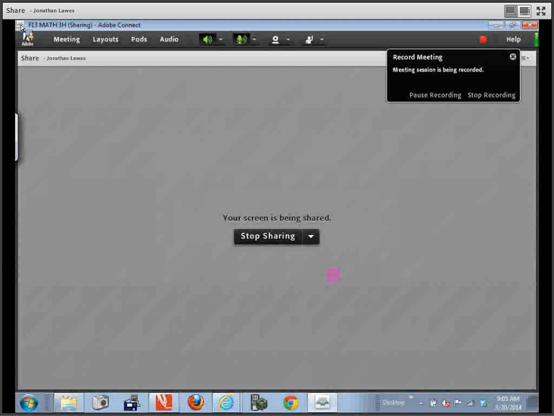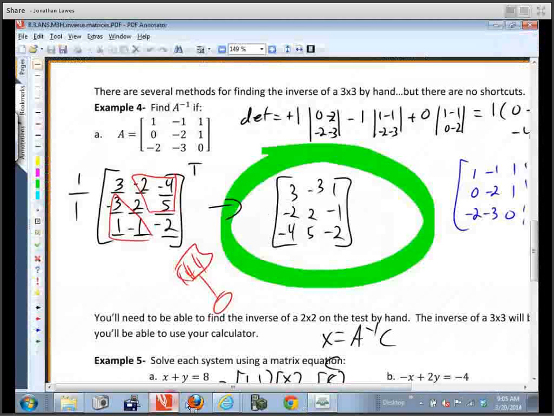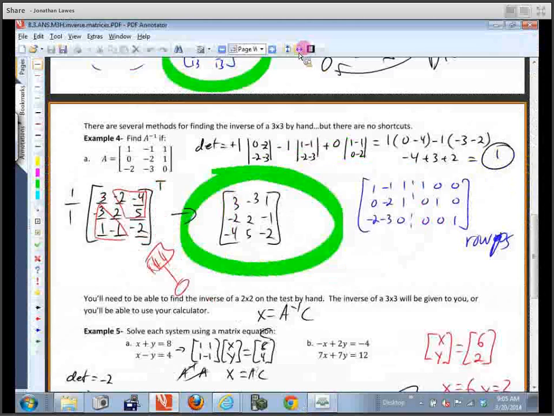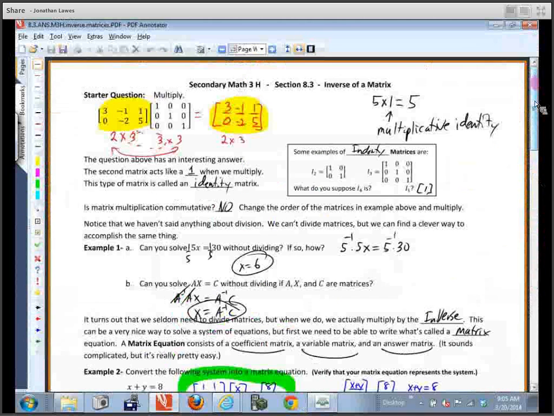We're going to go ahead and pick up where we left off yesterday. So just a quick reminder. This section was all about finding the inverse of a matrix and one particular technique that we can use to solve a system of equations using an inverse matrix.